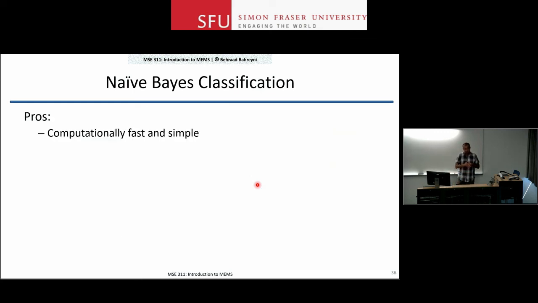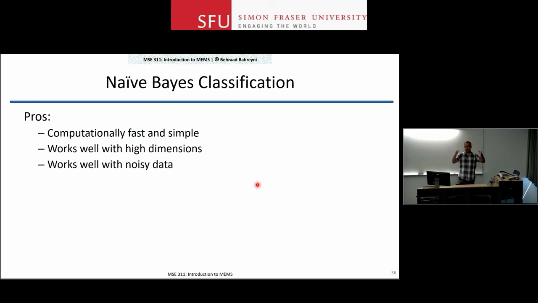At the end of the story, I like it because it's computationally fast and simple. If you assume Gaussian, calculating the mean and variance is super easy. It works well in high dimensions, right? So in one dimension, it's just a mean and variance. In a multidimensional space, it's the same thing. You just get a matrix instead of a single number. Noisy data is not a big deal.